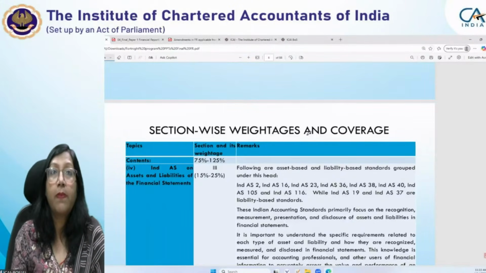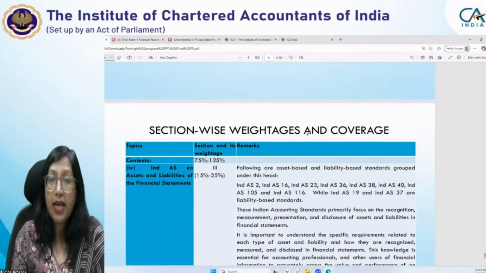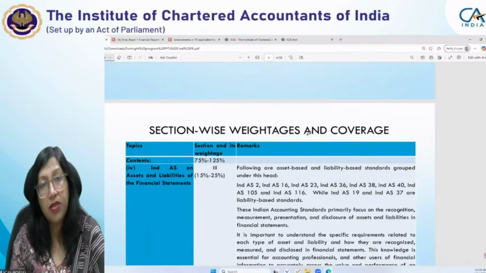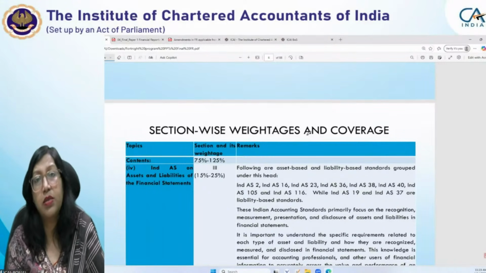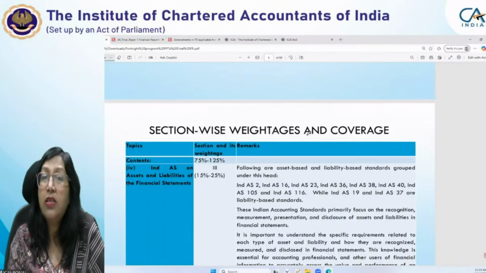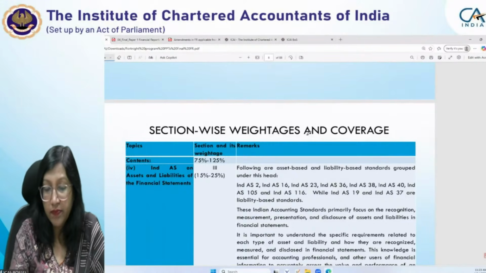With respect to liabilities, this time the question came on Ind AS 19, so there is a probability that a question on Ind AS 37 may be asked in your descriptive part. But more or less, you'll find one or the other question in your descriptive part or objective type also. So these two standards, 19 and 37, should at least not be ignored.